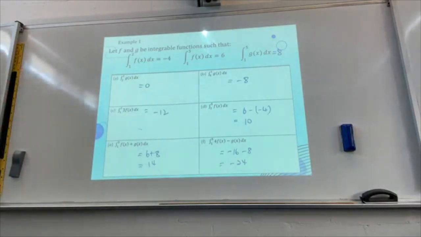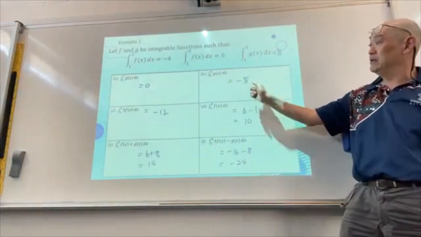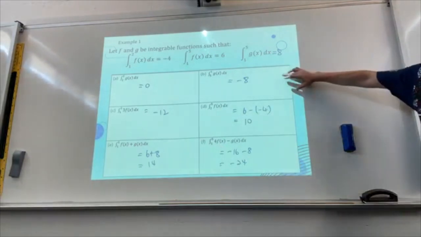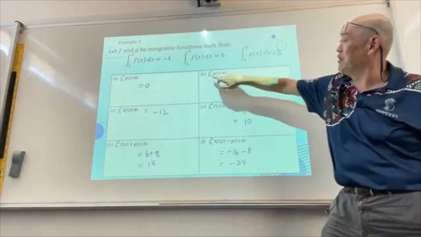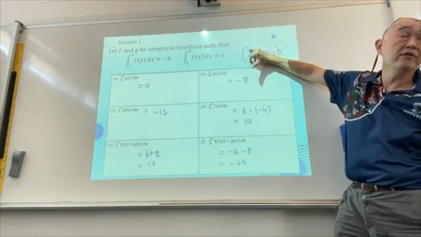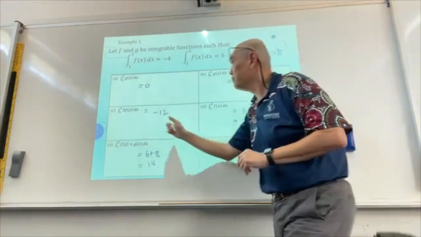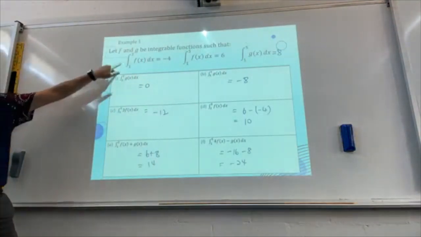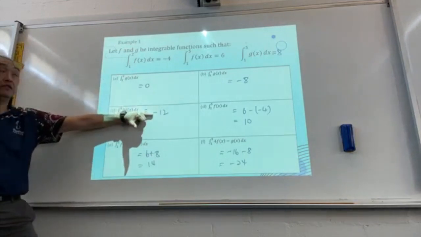The rest is basically using the idea that I've taught you just now. This one, 1 to 5, 5 to 1 is the opposite, the negative of that, 1 to 5. You're inverting the bounds, therefore it's negative. 3f(x), f(x) is minus 4, the integral of f(x) is minus 4, 3 times the integral of f(x) is minus 12.